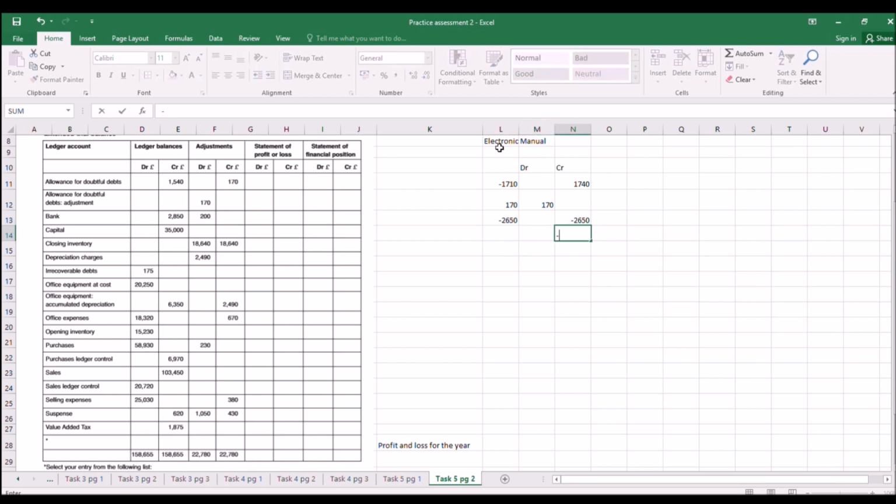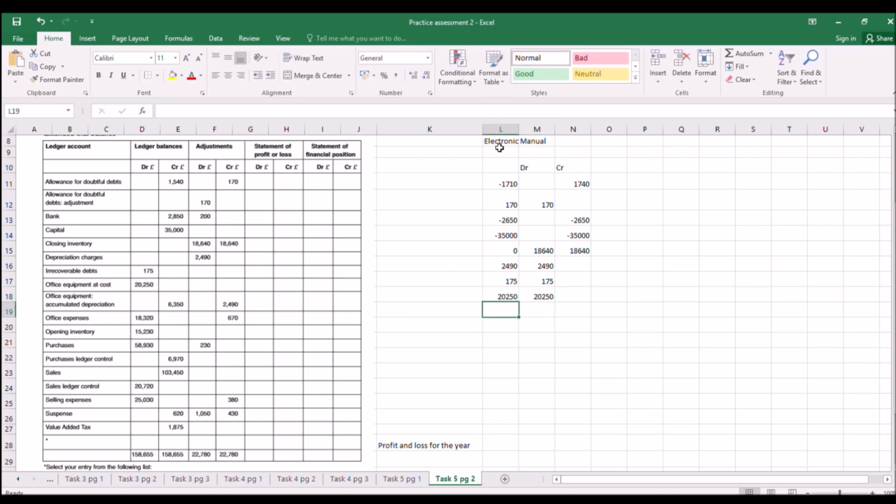Capital is going to be minus 35,000 and minus 35,000. Closing inventory. So closing inventory is going to be both. It'll be a 0 in the electronic one there though, and 18640 here and 18640 there, like that. Okay. Depreciation charges are a debit, which is positive 2490. Here 2490. Now irrecoverable debts 175. 175. In here, office equipment costs 20250 because it's a debit, positive 20250, and there's our debit there 20250.